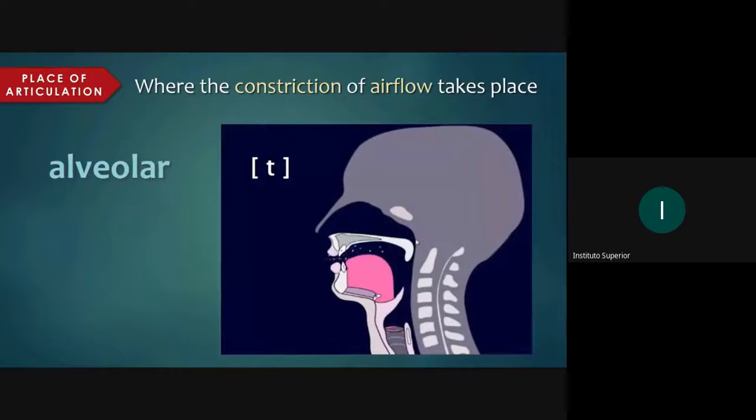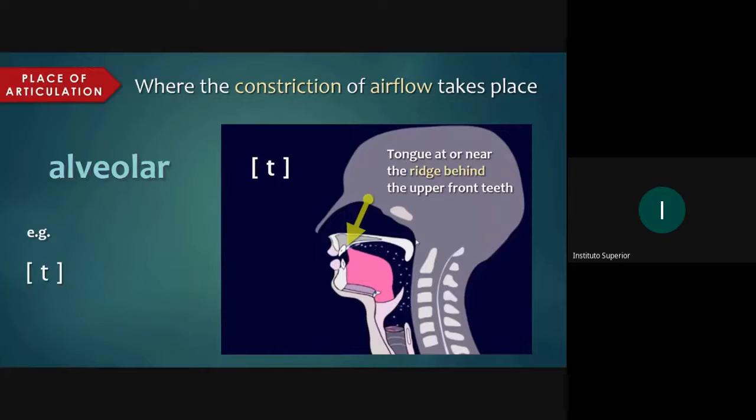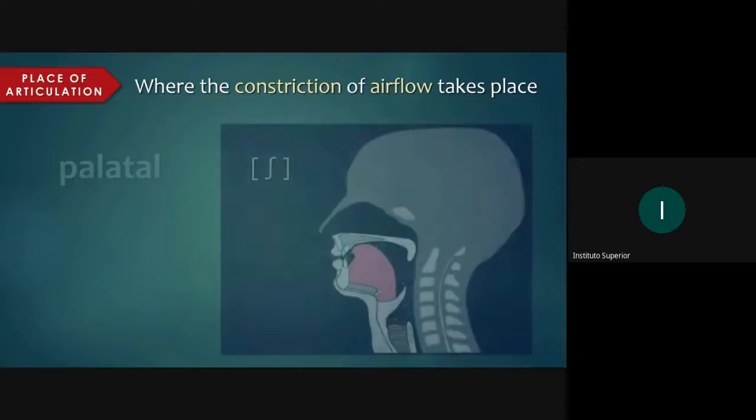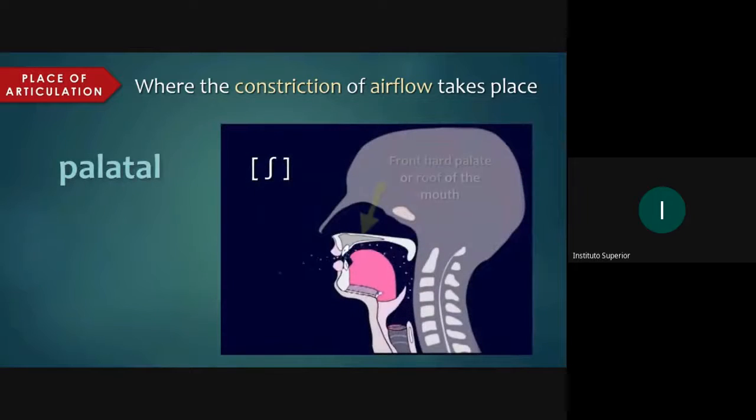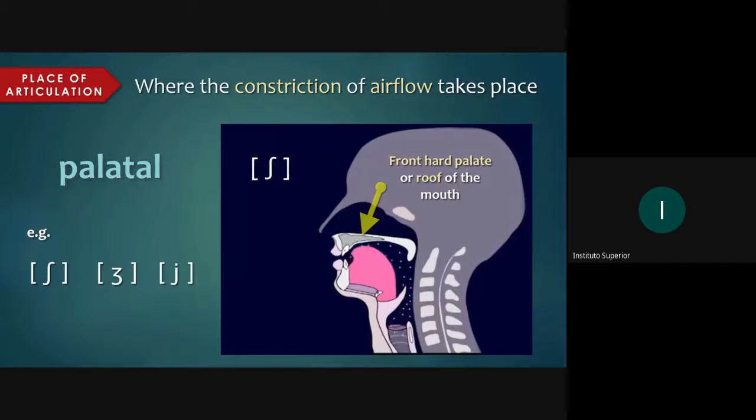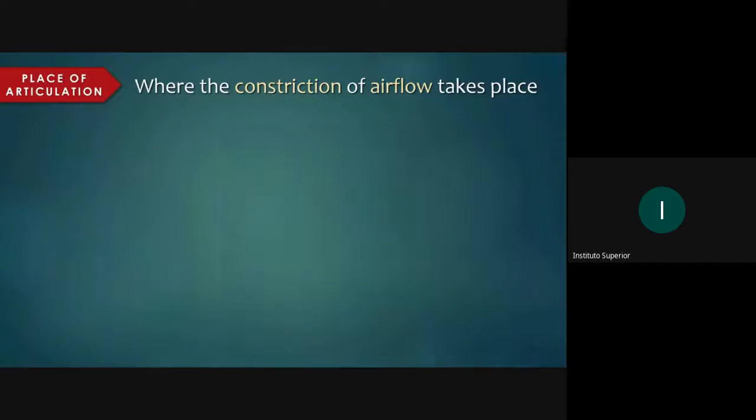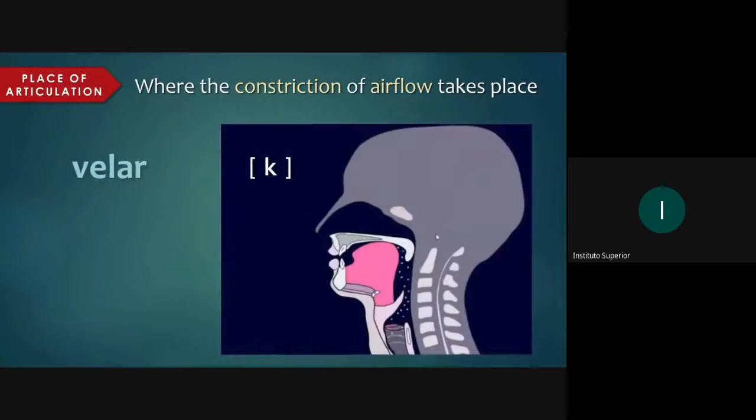Alveolar sounds are produced with the tongue at or near the ridge right behind the upper front teeth, such as t, d, s. Palatal sounds are produced at the hard palate or the roof of the mouth, such as sh, zh, y. Velar sounds are produced at the velum or soft palate, such as k, g.